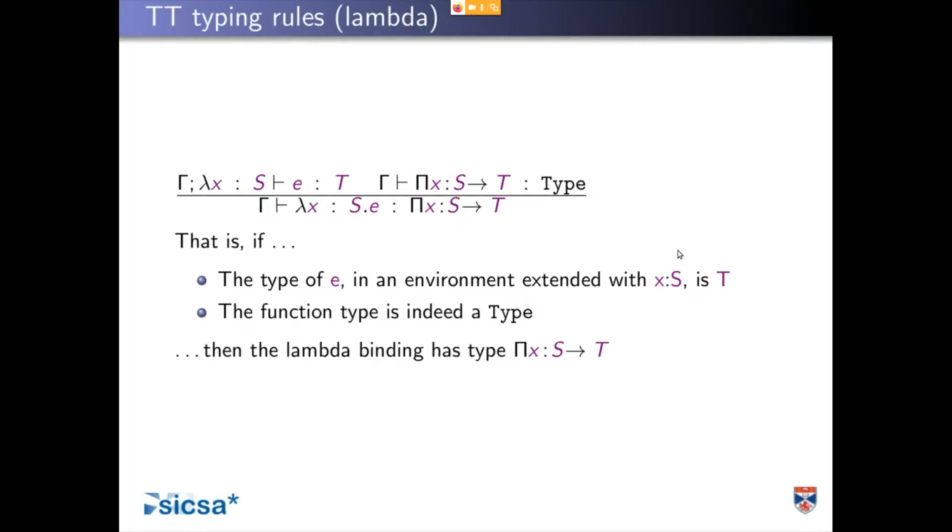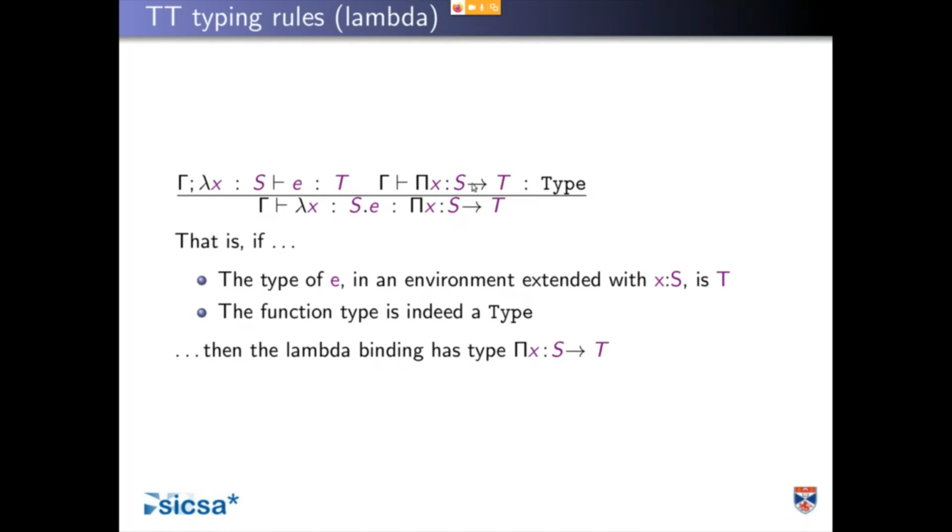There's a ping. Someone has a question. Hi. Yeah, I am confused with this rule because in the right portion of the assumption, pi x is of type S arrow T, is itself of type... I think something is wrong. The typo.